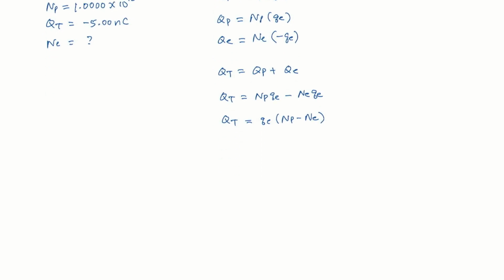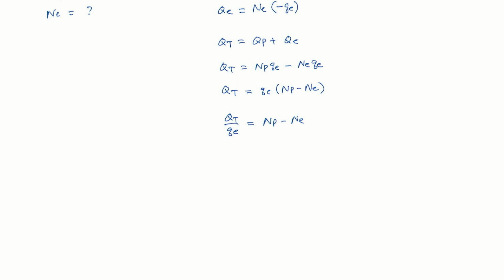Divide both sides by Q sub E. Q total over Q sub E is going to be the number of protons minus the number of electrons. So the number of electrons is the number of protons minus the total charge divided by the fundamental charge.